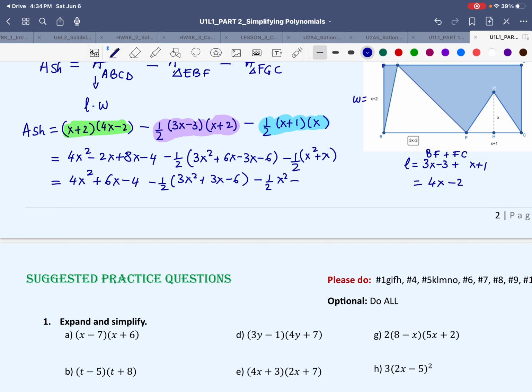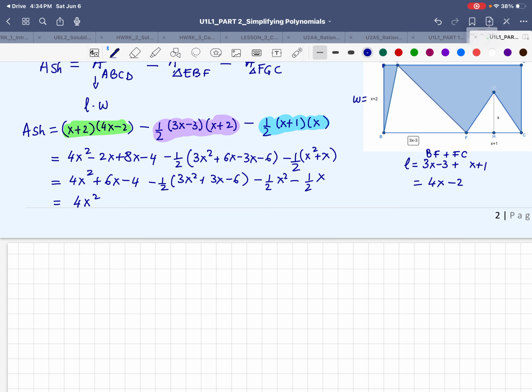So let me write them in the same format so we are consistent. Okay, so now we have again 4x squared. I am going to add one more page here, I'm afraid. I have 6x minus 4 minus 3 over 2x squared. So again, see we are multiplying here. And then minus 3 over 2x, and then plus, remember, negative half, negative 6 will give 3. Half of 6 is 3, and both negatives. Negative or minus 1 over 2x squared minus 1 over 2x.